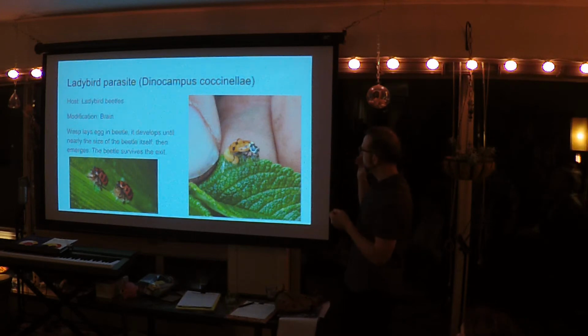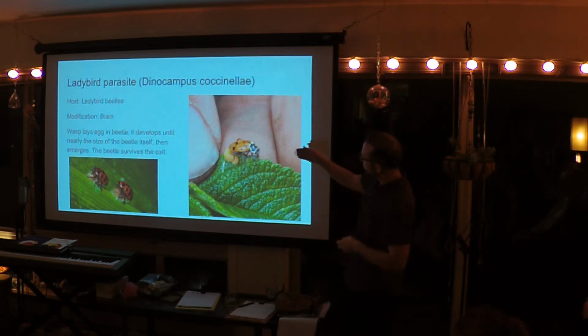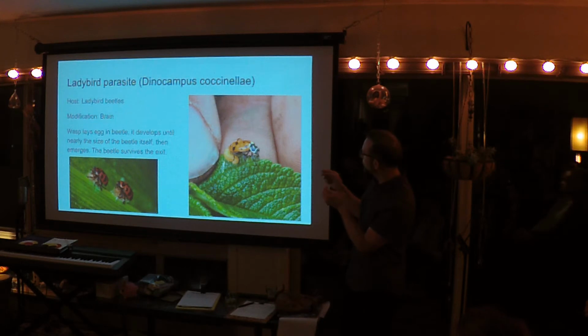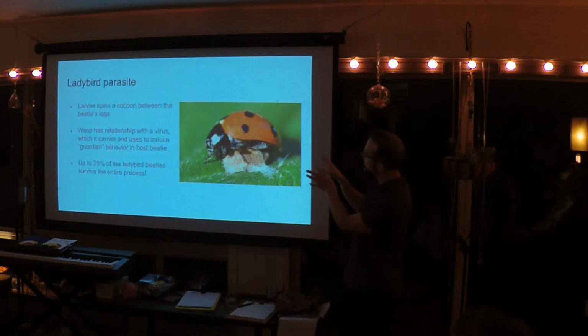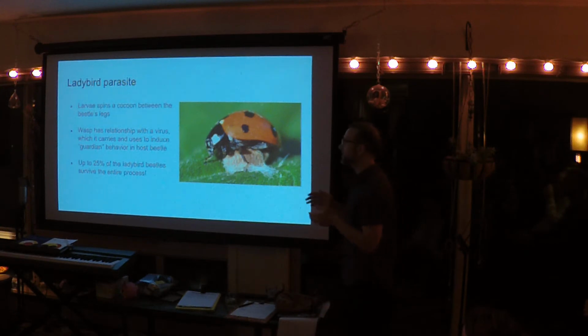This is a ladybird parasite. It's a wasp that lays a single egg inside of this beetle, and the larva grows to almost the size of the beetle itself, emerges here. The beetle survives this process, but the larva has injected a virus into this beetle that will control it in the next phase here, where the larva spins a cocoon, and the beetle is forced to watch guard over it and thrash around and scare away any predators that come by. But up to 25% of the beetles actually survive this process, which is amazing.